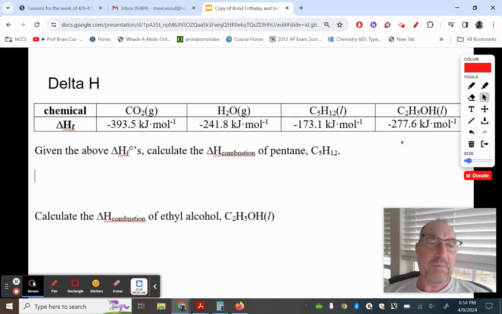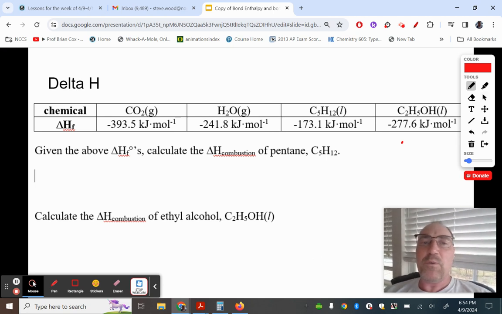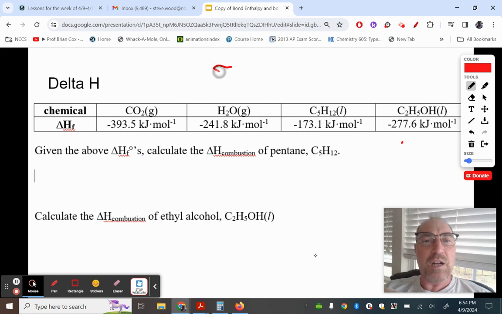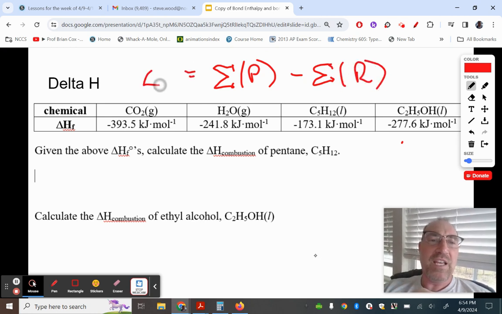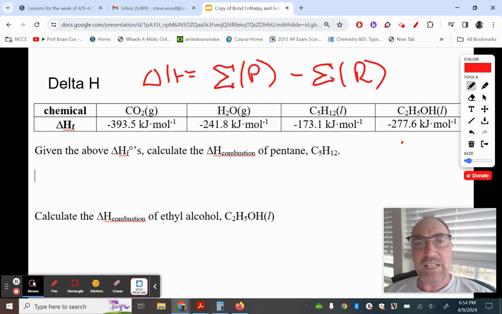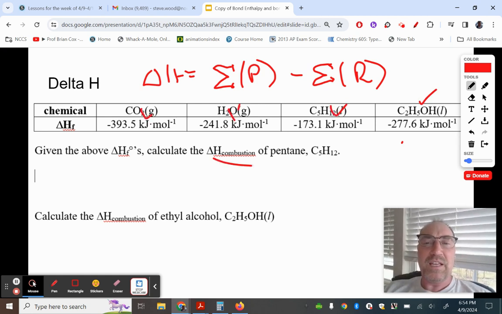All right, now sometimes you'll see things like this, and I don't know if you remember, but there's a name for it. It's called the Big Mama equation. It's the sum of all the products added up minus the sum of all the reactants, and that's equal to your delta H. It's equal to any state function, your delta S, your delta G, whatever. So first, this is everything that they give you. Calculate the heat of combustion for pentane.